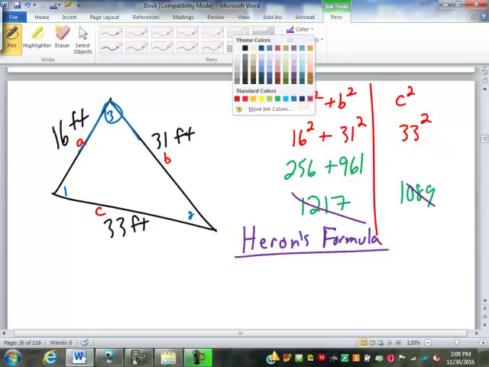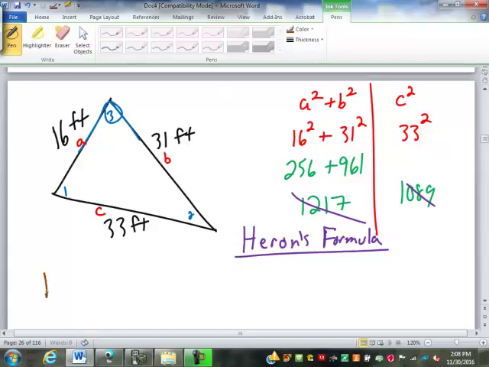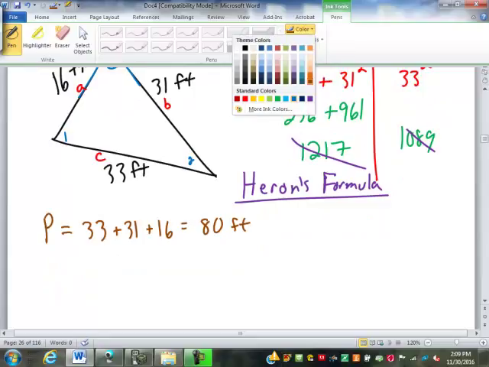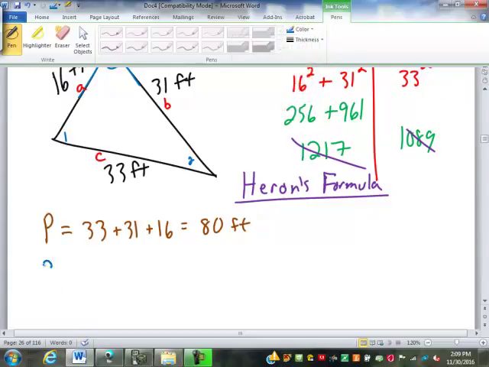Anybody remember the process? What's the first step? The perimeter. So we're going to add together the 33. I'm going to leave off the feet just for time here. 33, 31, and 16 make 80 feet of perimeter. Then he defined something called the semi-perimeter. What's that about? What's your perimeter divided by 2? So it's 40 feet. Now I've already got them labeled side A, B, and C.